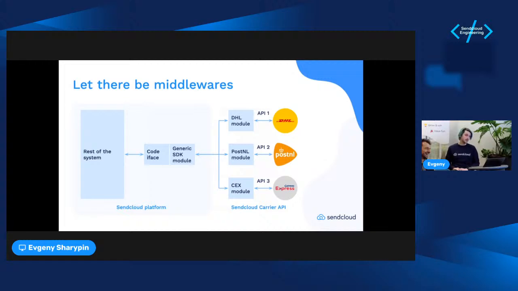And the second conclusion that we arrived at was that we would need to build a monolith-side module that would link these new middlewares to the rest of our platform code. We call that one the generic SDK carrier module.